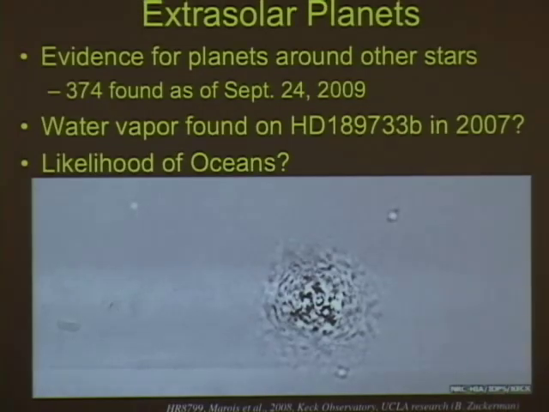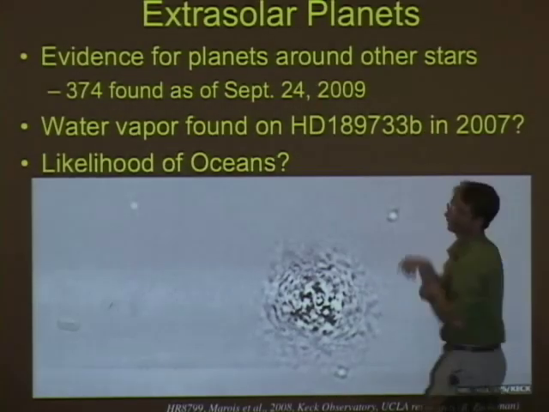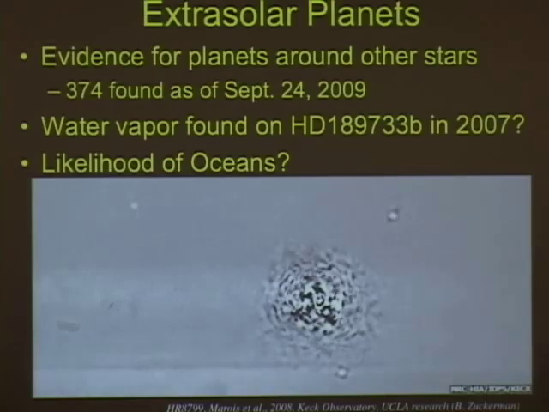And here's one example in 2007, HD 189733b. This part, by the way, is the name of the star, and then b indicates that it's, I guess, the second planet around that star.